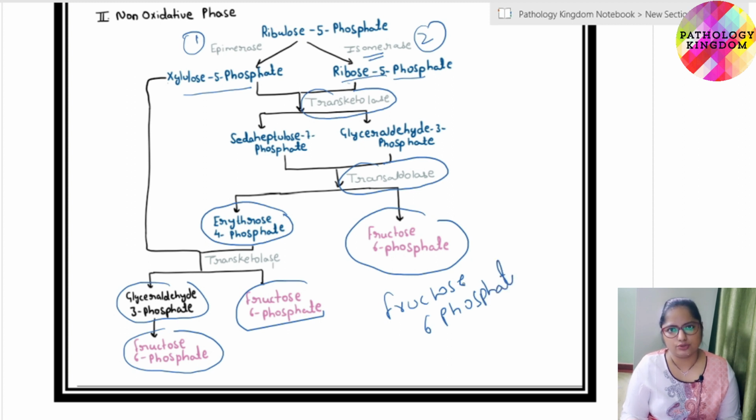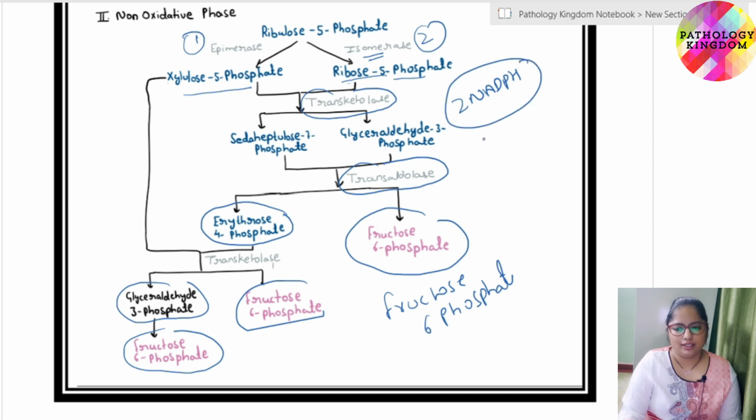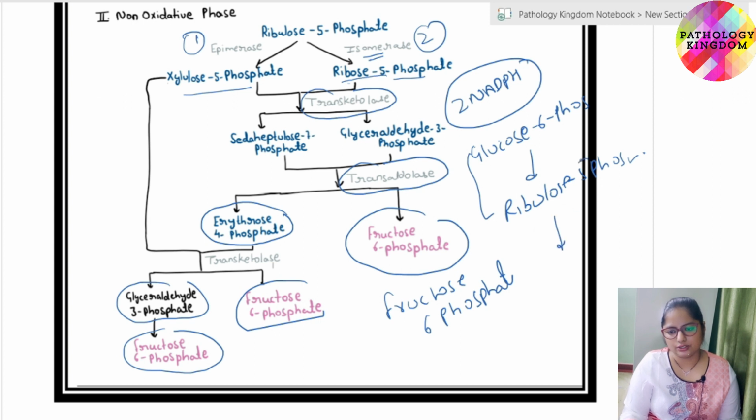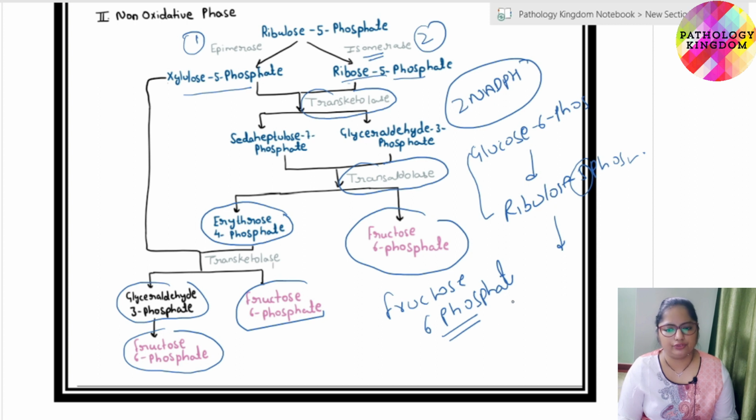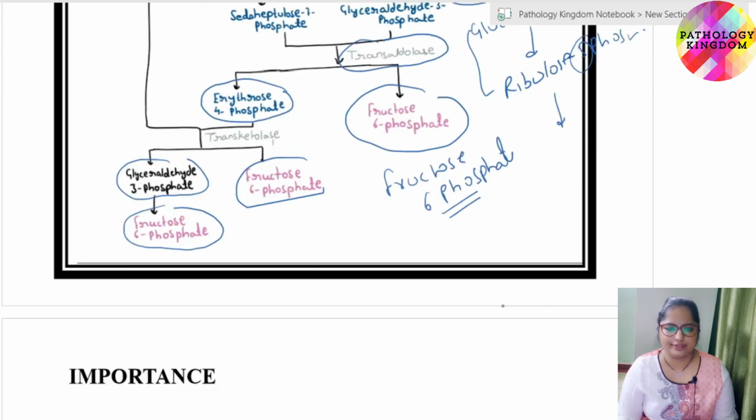So during hexose monophosphate shunt, there is production of 2 NADPH, very important, and the glucose 6 phosphate is converted into ribulose 5 phosphate. This is the oxidative phase, and then this ribulose 5 phosphate is converted into fructose 6 phosphate. This is the non-oxidative phase through various series of events.